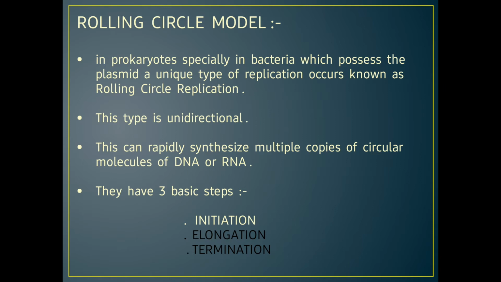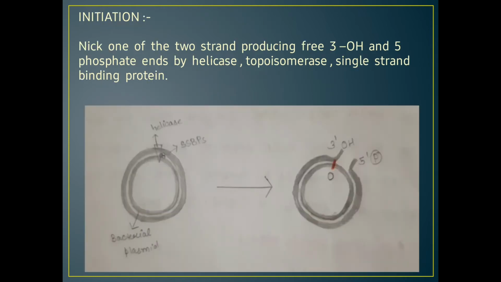In this rolling circle model, we can divide it into three steps. As we said before in replication, in the same way here also there are three steps: initiation, elongation and termination. Now, the first one is initiation.